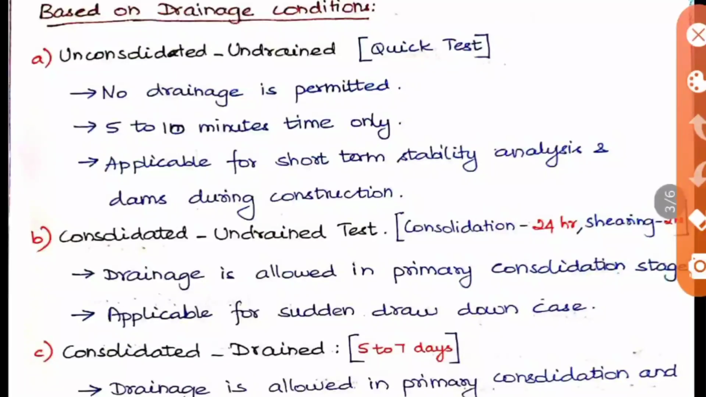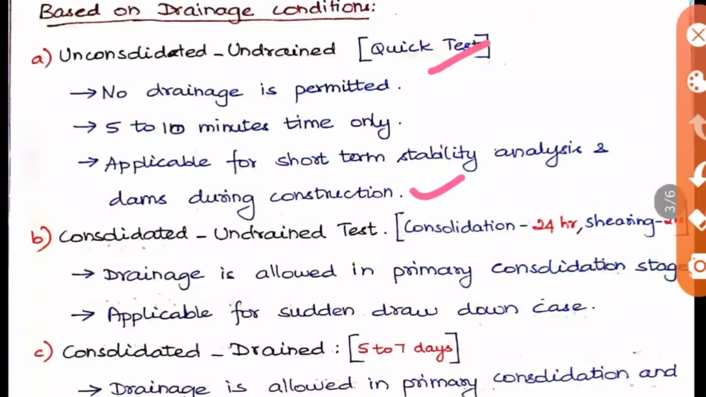In all three conditions you should be clear about the application of each test, because these will be asked in the objective. And the time taken for these three tests, that also you should be clear of. Among these three, this is the quick test, and the application is that it is used for dams during construction. And the next is the consolidated undrained test.